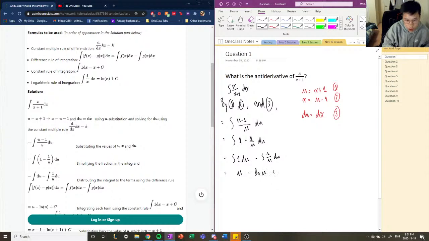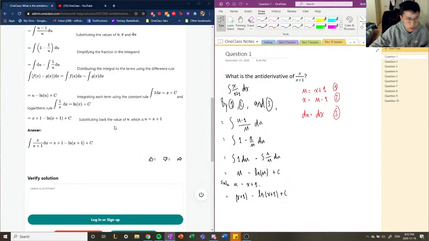We can't forget our constant here, and we're just going to sub back u in, so sub u equals x plus 1, and we get x plus 1 minus ln of x plus 1 plus c. So that's our indefinite integral of x over x plus 1. Okay.